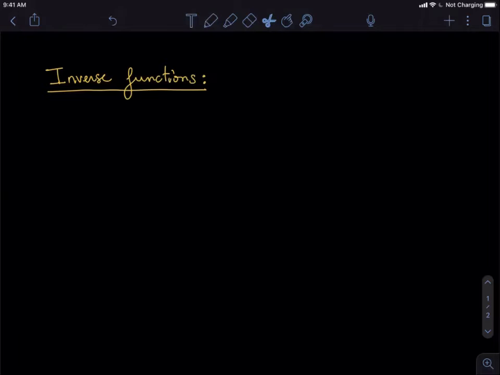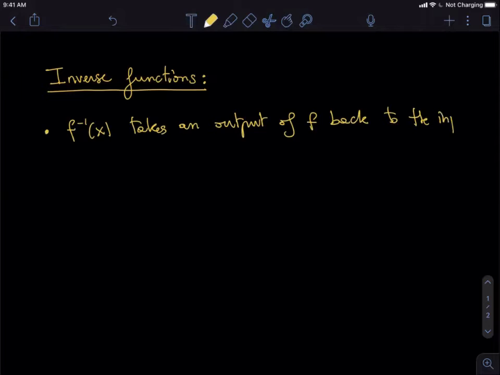Let's talk about inverse functions. Let's recap. What is an inverse function? It's a function that takes an output of f back to the input, if we want to define it informally.